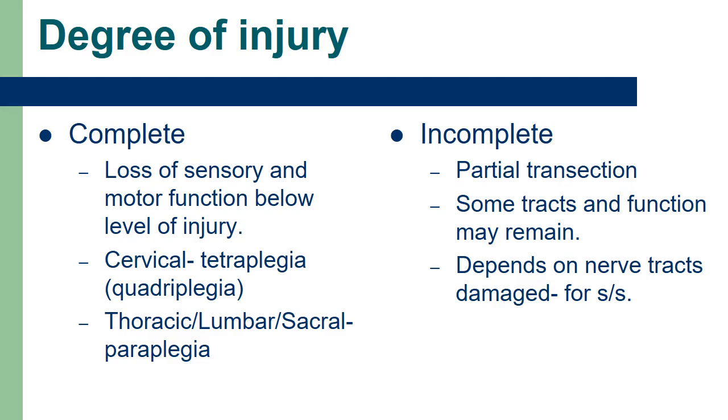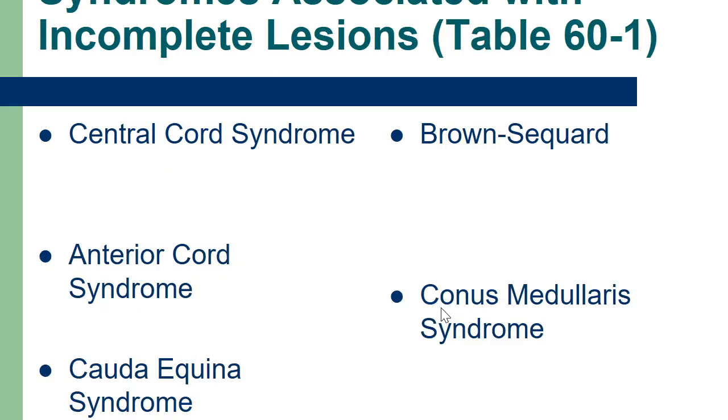This is just another chart or another slide on the complete versus incomplete. You can read through that. And then your book talks about syndromes that are associated with incomplete lesions. You can look through that in your book and read through it, have an idea of what those things mean, but do you have to memorize them word for word and know exactly what each one means? No. Will you come across some questions maybe in your EAQ that talk about that?